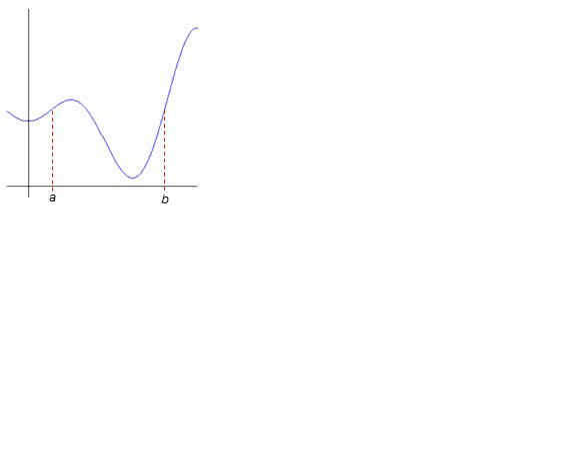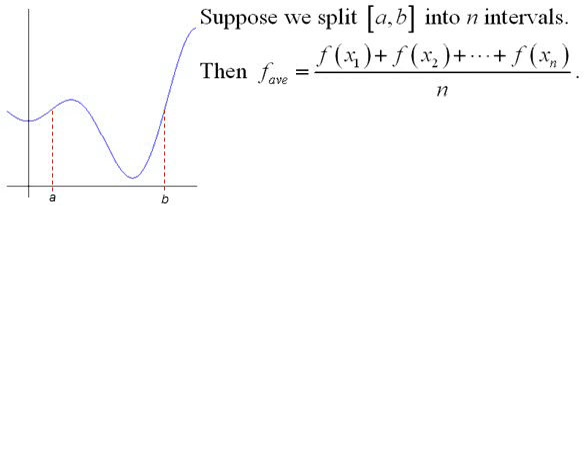Consider the function f of x shown in the graph. We'll develop a formula for the average value of f over the closed interval from x equals a to x equals b. Suppose we split the interval from a to b into n partitions. Then the average value of function f would be found by adding n values of f together and dividing by the number of items, which is n.